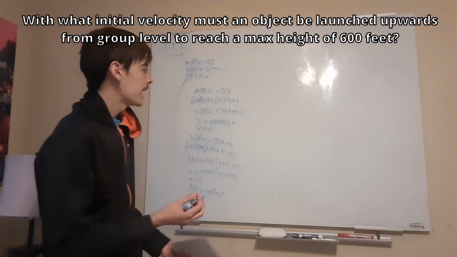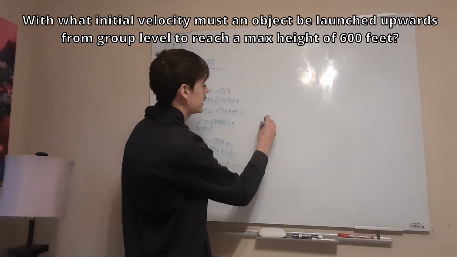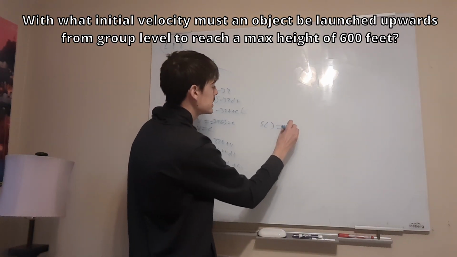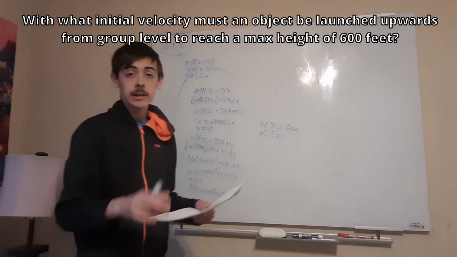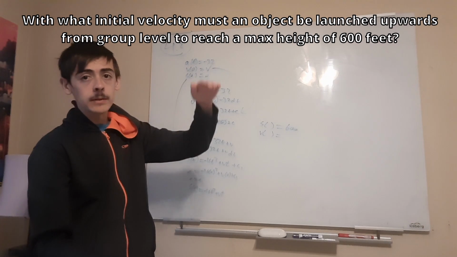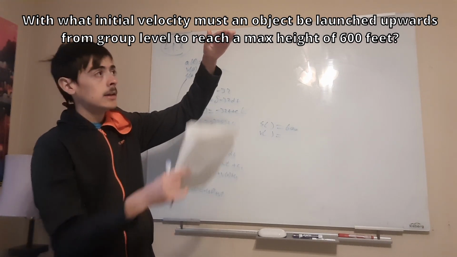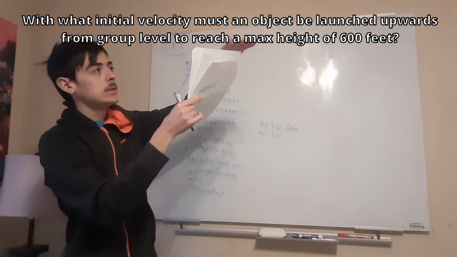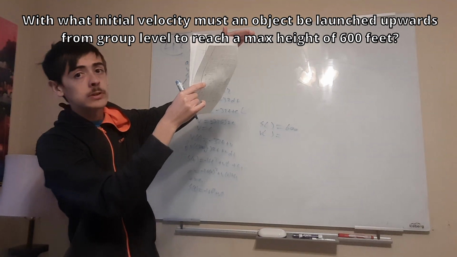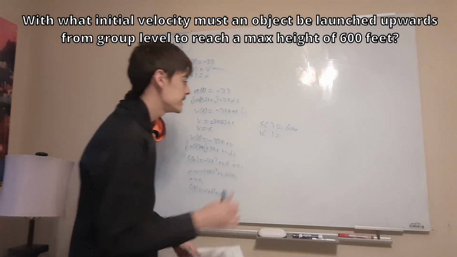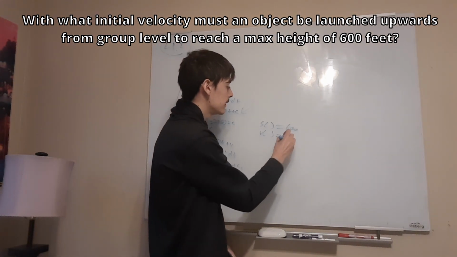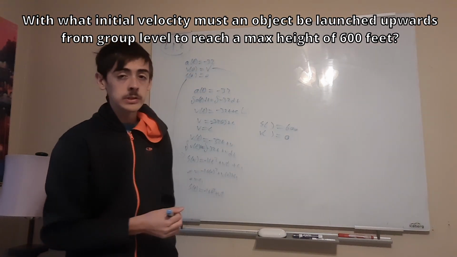So we know that at some point, position will equal 600. And at the same point, it said a max height of 600 feet. And as we talked about in the last problem, when it hits a max height, the velocity is increasing, it hits 0 for a second, and then it falls back down, and it's a negative velocity. So at the max height, velocity will be 0. So at some point, v of something is equal to 0.